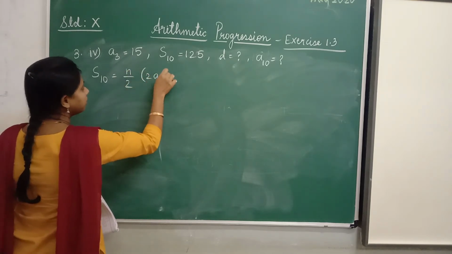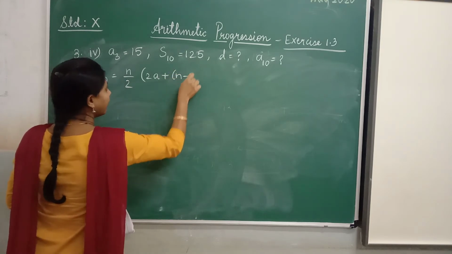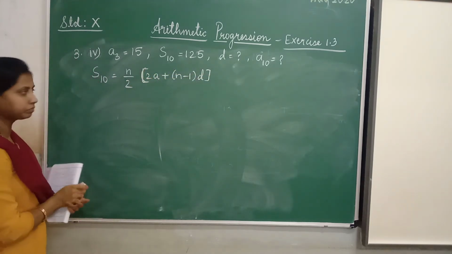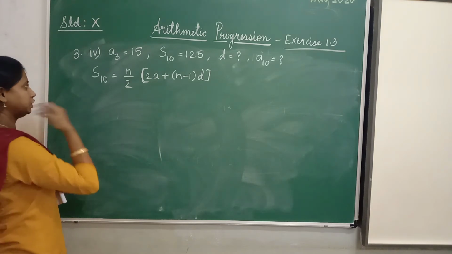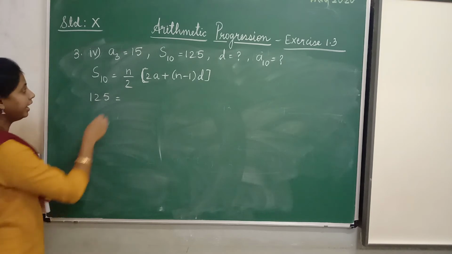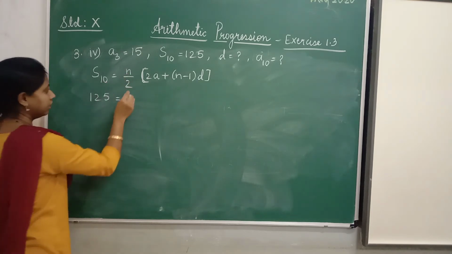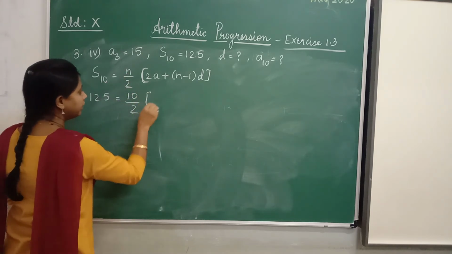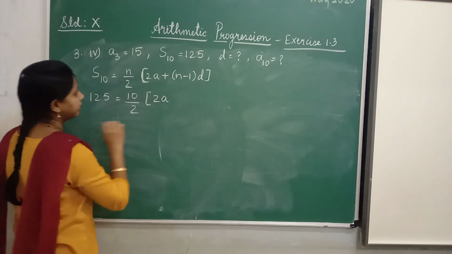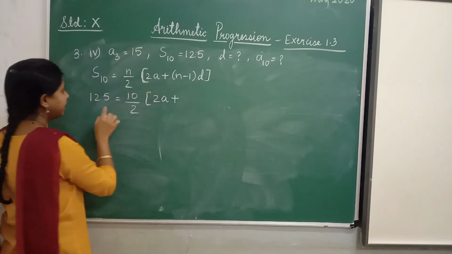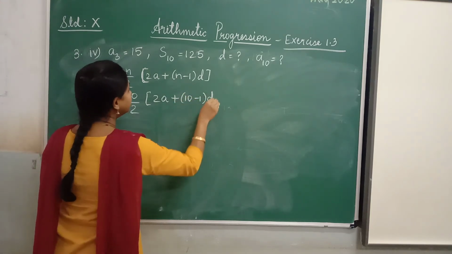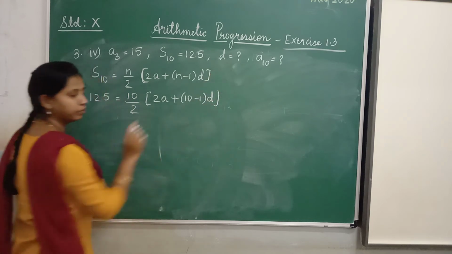Sn is equals to n by 2 into 2a plus n minus 1 into d. Okay, this is the formula. Now substitute. S10 is given as 125. n is nothing but 10. 10 by 2 into 2a. The first term is not known. Okay, so write it as this plus n. n is nothing but 10. 10 minus 1 into d. d is also not known. We have to find d also.